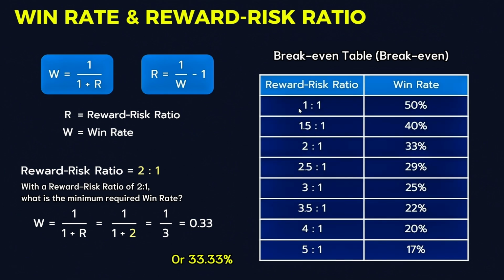Some traders aim for a 10 to 1 reward-risk ratio. With a reward that large, they don't need to win very often. Each winning trade is worth 10 times the risk. You can use this table to evaluate your own trading strategy.